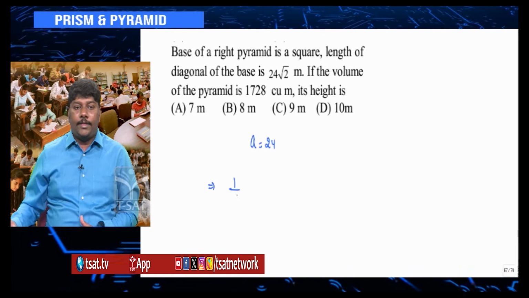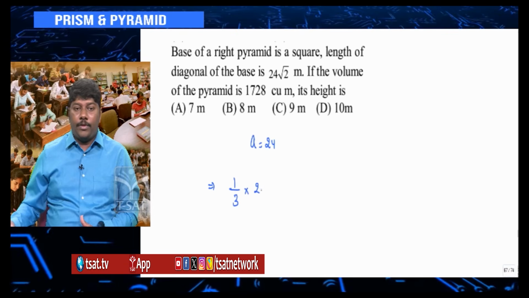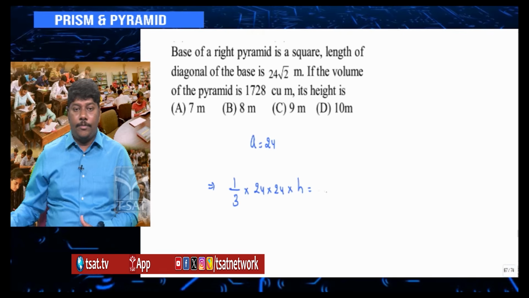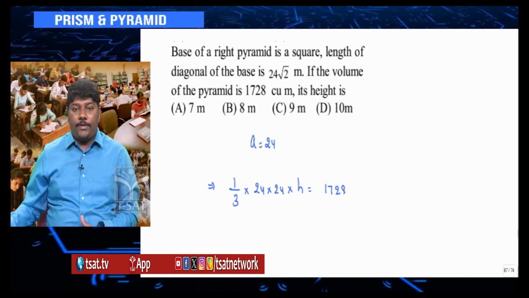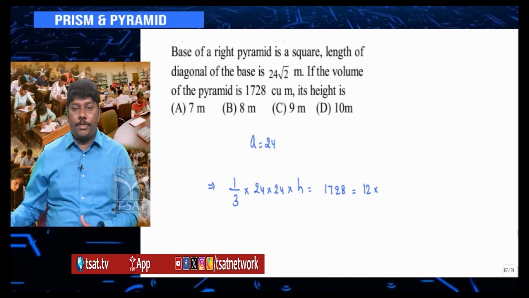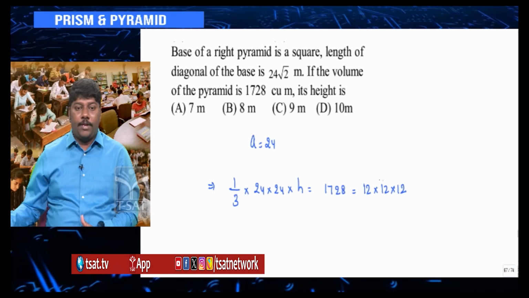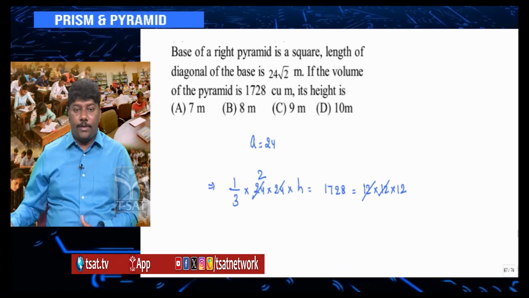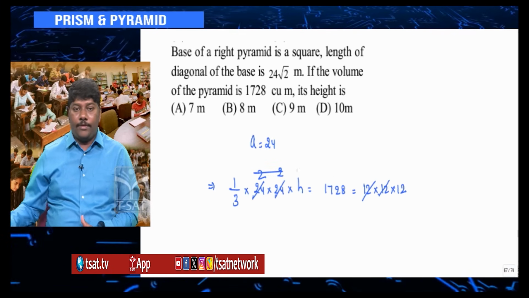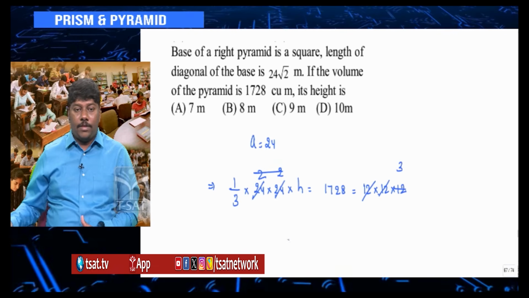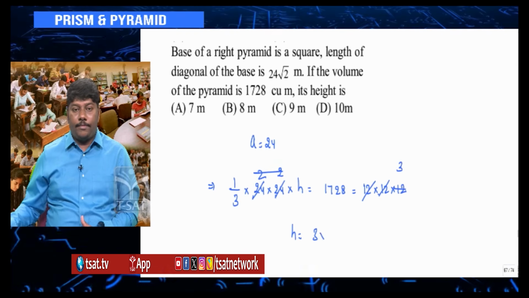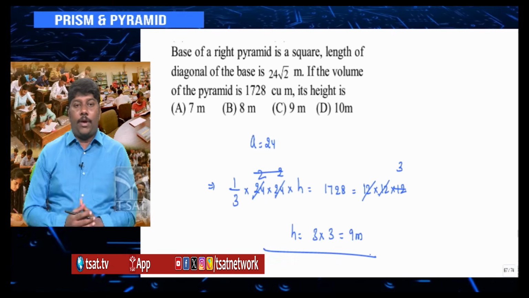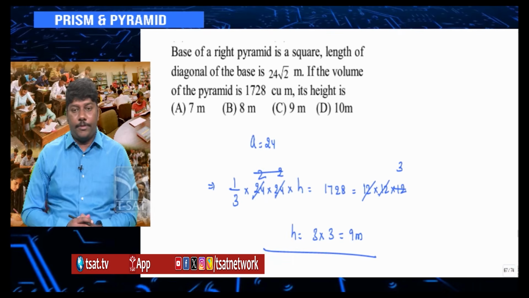We all know 1/3 of base area, 24 into 24 into height, is equal to volume 1728. 1728 can be written as 12 cube, it is 12 into 12 into 12. You can cancel it. 12 ones are 12, twos are. 4 ones are 4, threes are. So, the height is equal to 3 into 3, which is 9 meters. So the height of this pyramid is 9 meters.